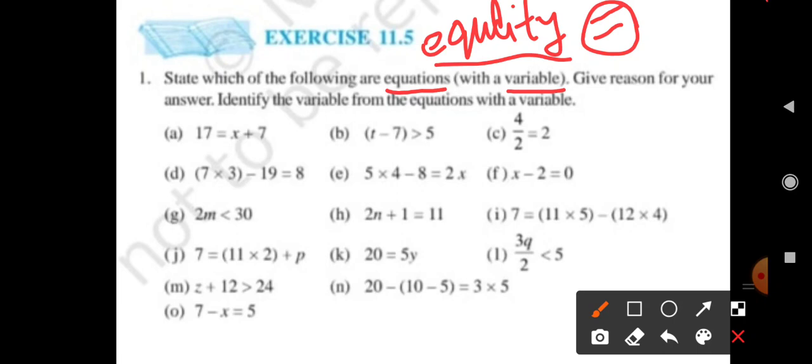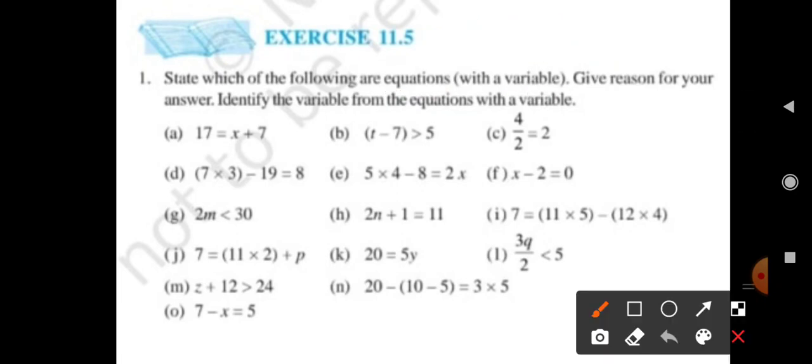So we have to check two things. One, the equality sign. Second, we have to check for a variable, and you already know what variables are. Variables are the small English alphabets whose values can change. They may take any value. Next, you have to give reasons for your answers. I am just going to explain all the reasons and you will write them down on your own. I will explain each and every reason, and if it is an equation with a variable, then you have to identify the variable also, right?